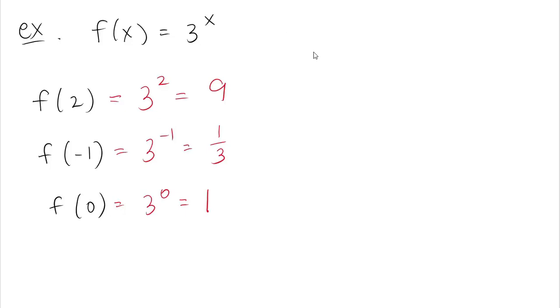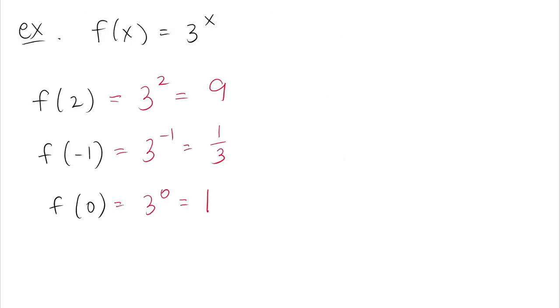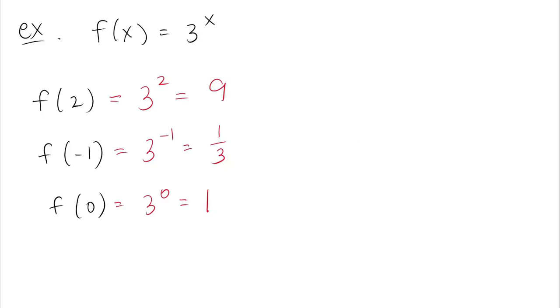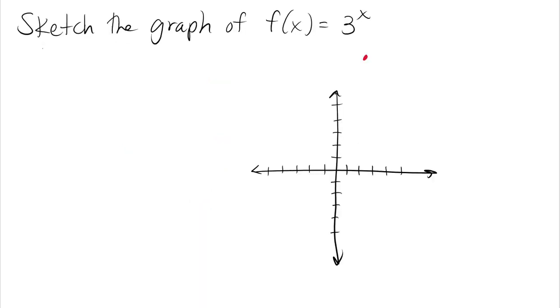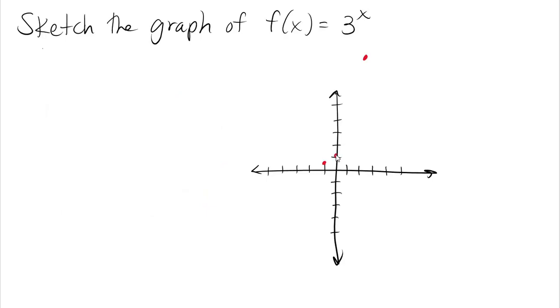Since we've already plugged some numbers into this function, let's talk quickly about what the graph would look like. If we wanted to sketch the graph of f of x equals 3 to the x, we could use some of these inputs that we just found. So for instance, f of 2 equals 9, that corresponds to the point 2 comma 9. Now that won't fit on my graph, but it would be way up here. f of negative 1 is equal to 1/3. So when we plug in negative 1, we get a point at 1/3. f of 0 was 1, so we'll plot a point at 0, 1. And what this is going to do is level off at the x-axis on the left side and shoot up very quickly on the right side.